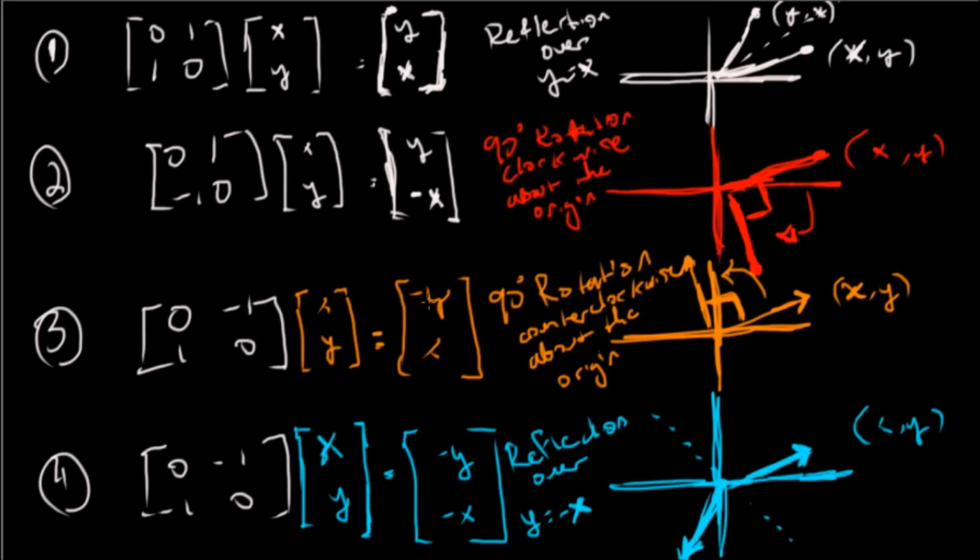Cool. All right, so these are just 4 more matrices that perform different operations on vectors. We have a reflection over y equals x, clockwise rotation, counterclockwise rotation, and a reflection over y equals negative x. All right, let's look at another one, a little bit different than the previous ones. Let's look at 3003.